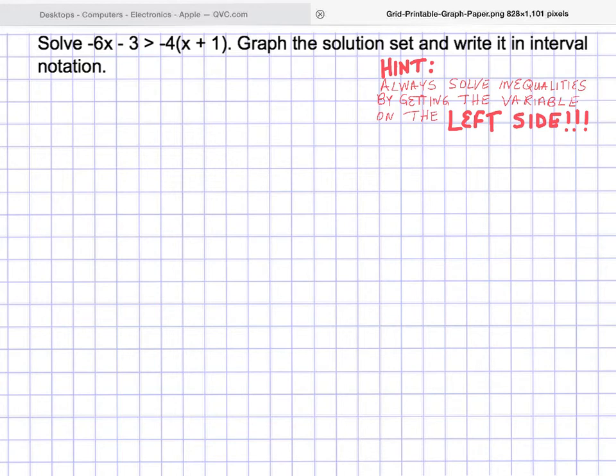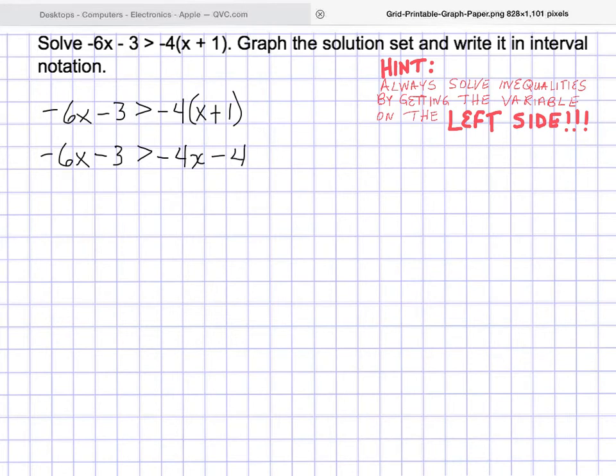Okay, once again, we want to get the x on the left side. So let's solve: -6x minus 3 is greater than -4 times the quantity x plus 1. Well, first we need to simplify the right side by distributing. -4 times x is -4x. -4 times 1 is -4.